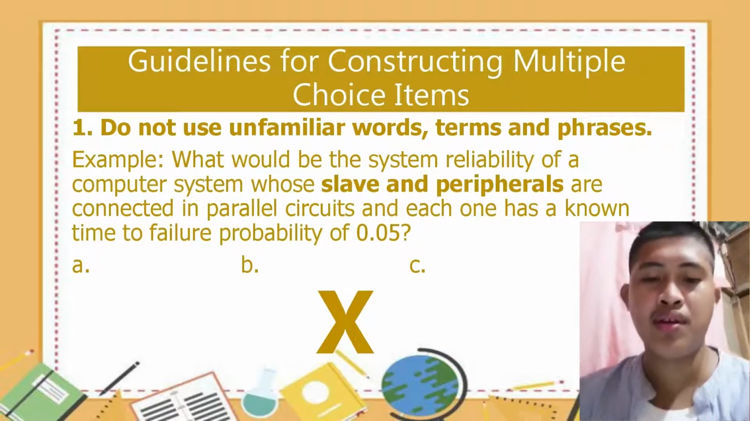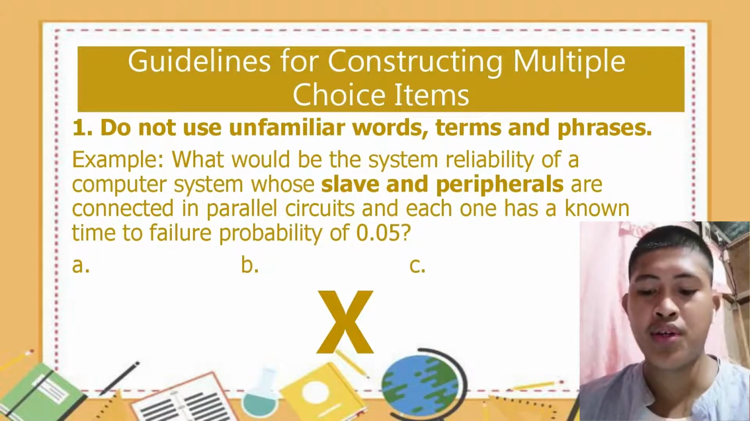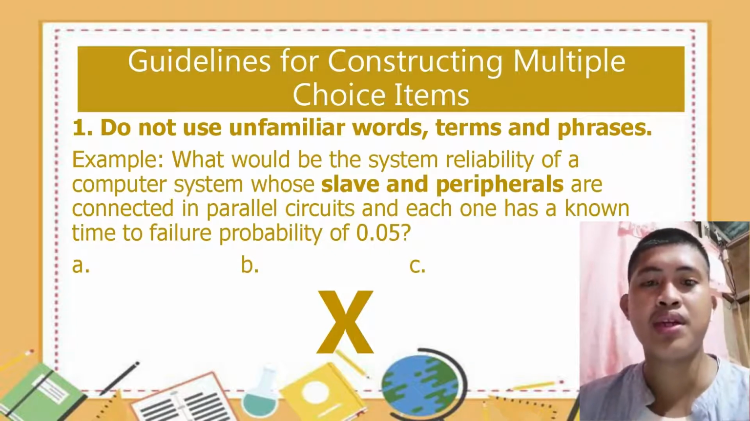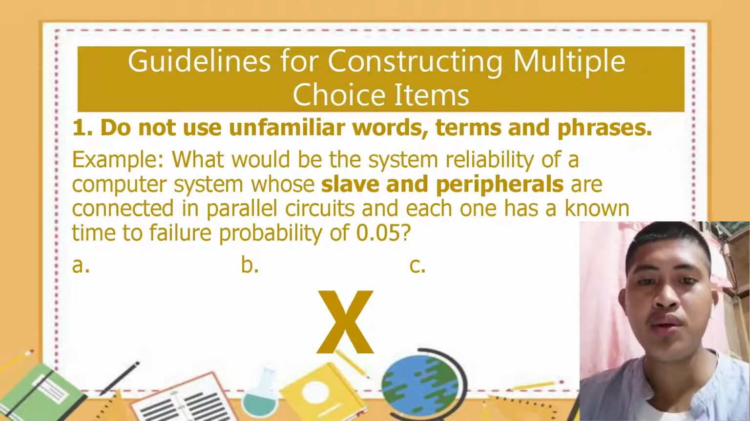As you can see, the words slave and peripherals are unfamiliar terms for the students. So students may not answer it correctly because it is unfamiliar to them, even though they know the subject matter of reliability.